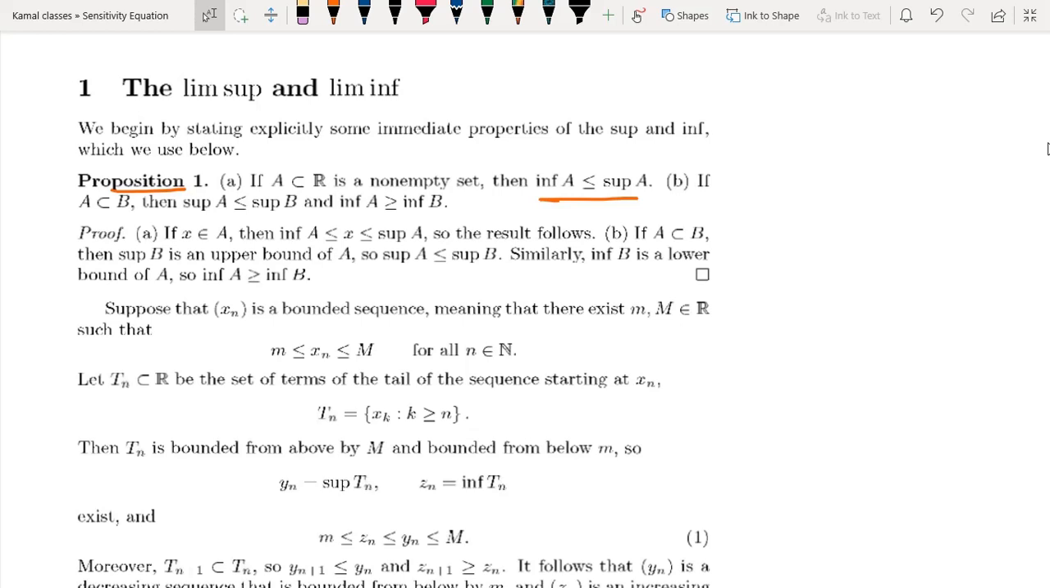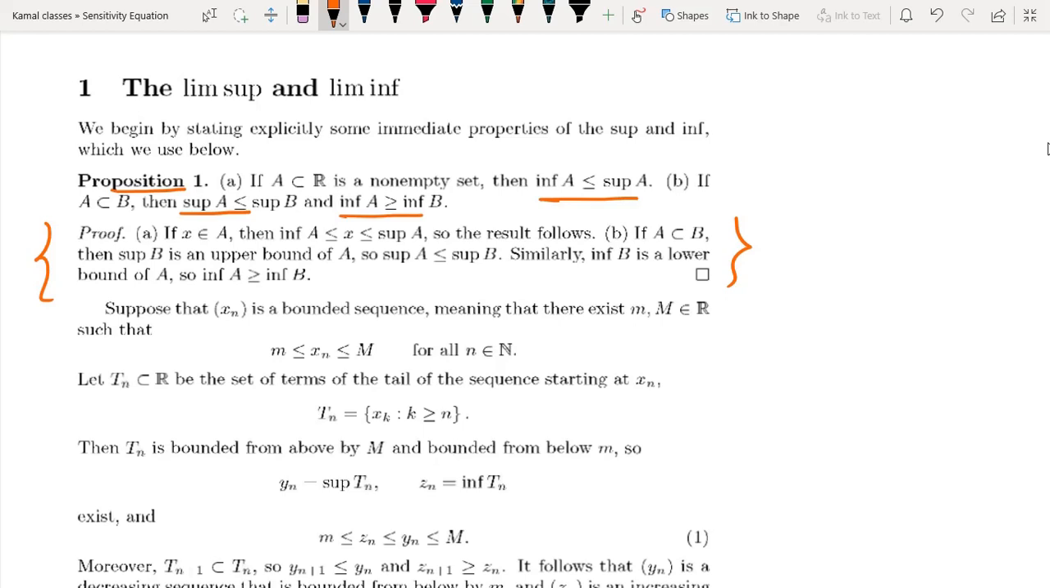Similarly, if A belongs to B, I can write this kind of relation: infimum of A is greater than infimum of B. What I am saying is that the set A is contained in B. At that time I have this relation, and the proof is obvious. Just by applying what I have told you, greatest lower bound and least upper bound, you are able to understand the proof.